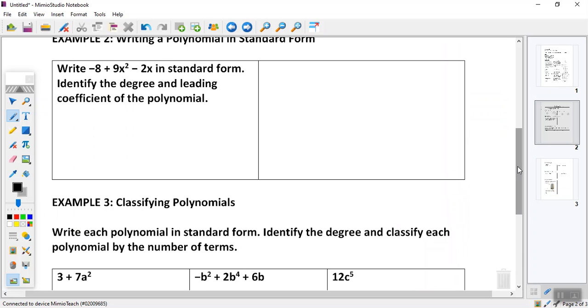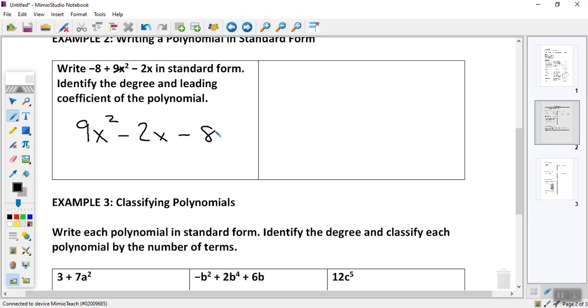Example 2 says write something in standard form. How do you write these polynomials in standard form? Remember, we wanted the exponents going in ascending order or descending order? Descending. So what's the highest degree up here in -8 plus 9x squared minus 2x? So you would write this as 9x squared. What's next then? Minus 2x. That's the next term, right, guys? And then? Yep. On your own, you try this one.